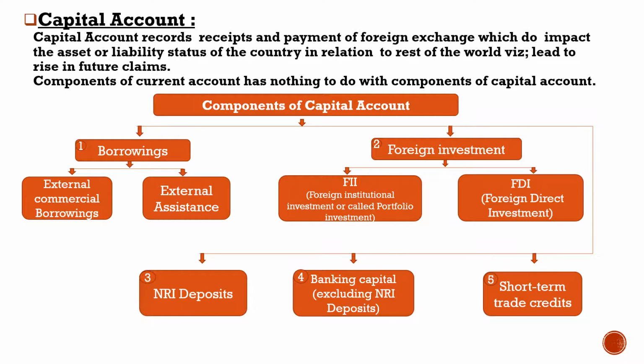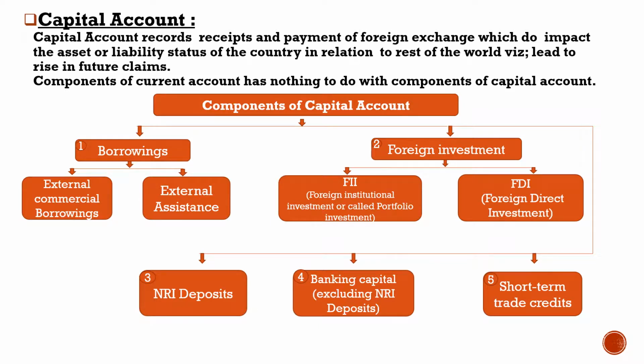External commercial borrowing means it is the borrowing available at the market rate of interest that avails in the international money market, and external assistance is available at concessional rate of interest. Then comes FIIs, that is foreign institutional investments. It is also called portfolio investment, which is made by the rest of the world in the shares and bonds of the domestic companies. Then comes foreign direct investment, which is related to the ownership of enterprises in the domestic economy. For example, Walmart stores in India.